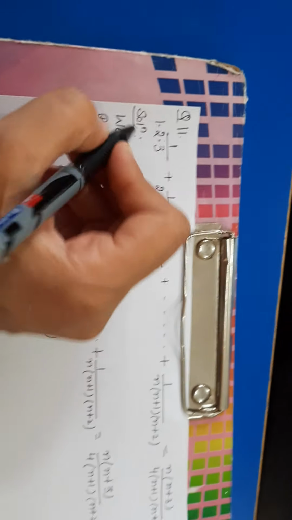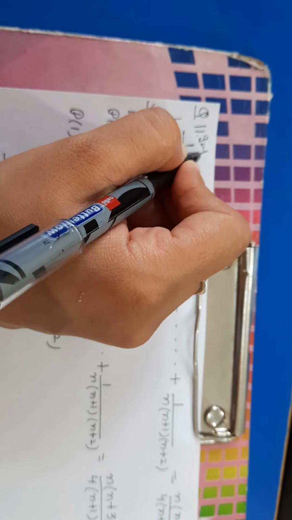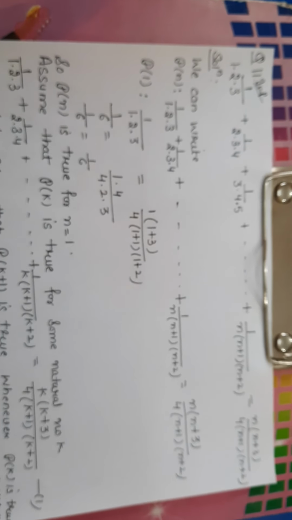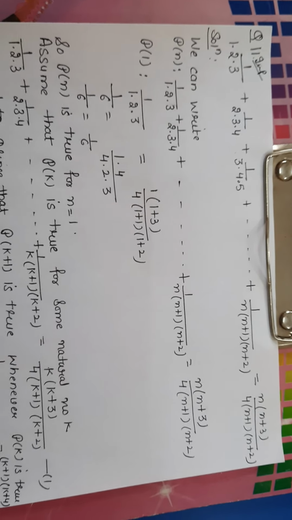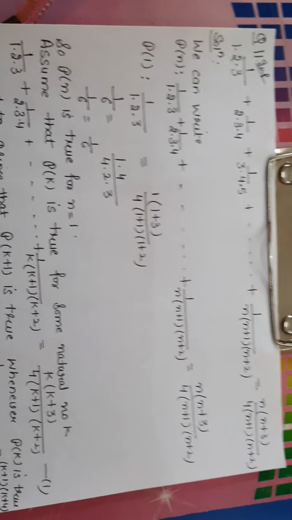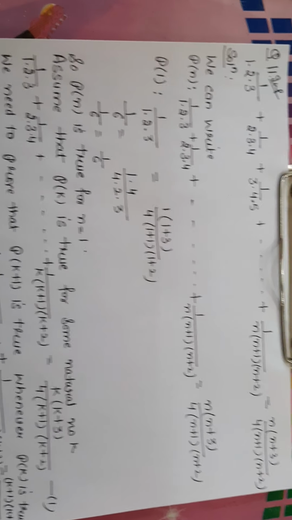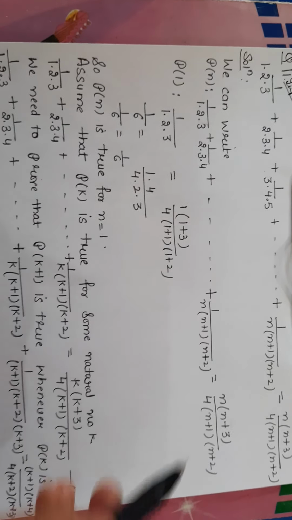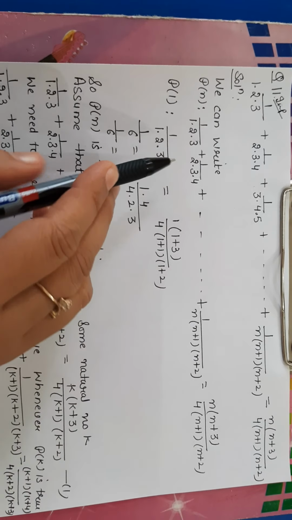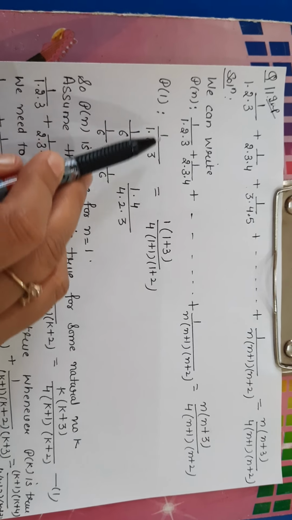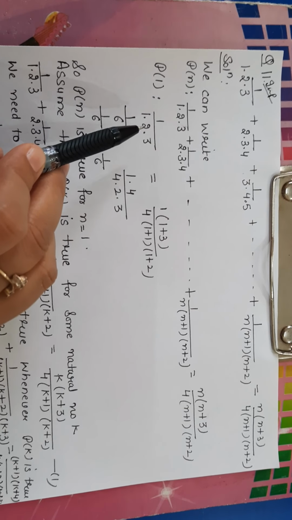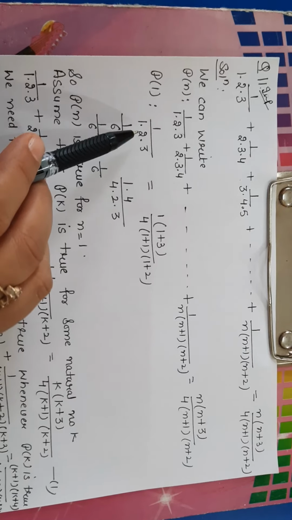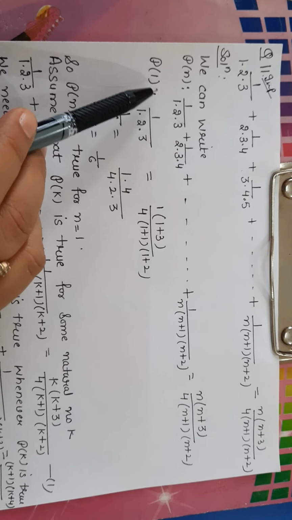Question number 11. Again important question. The question is: using principle of mathematical induction show that this result is true. Now the solution is we can write the given statement as principal statement. First step for n equals 1, for which we are going to show that our result is true for n equals 1. Now for left hand side, we are just going to write the first term.